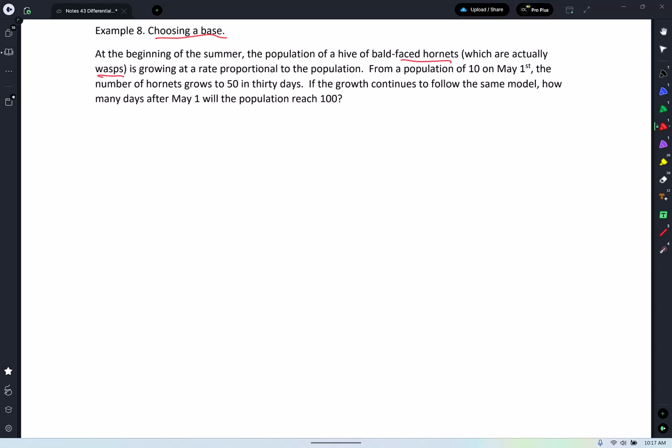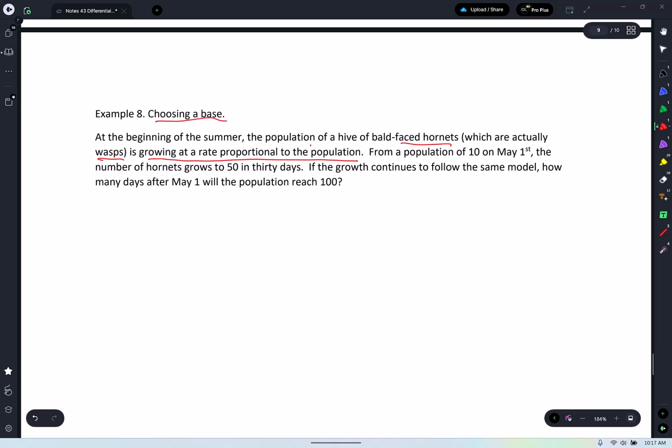At the beginning of the summer, the population of a hive of bald-faced hornets, which are actually wasps. Did you know that bald-faced hornets are wasps? Is growing at a rate proportional to the population. Right there, underline that: growing at a rate proportional to the population. As soon as you see that, you're going to say, oh okay, dy/dt equals ky. So then that means y equals y naught e to the kt.